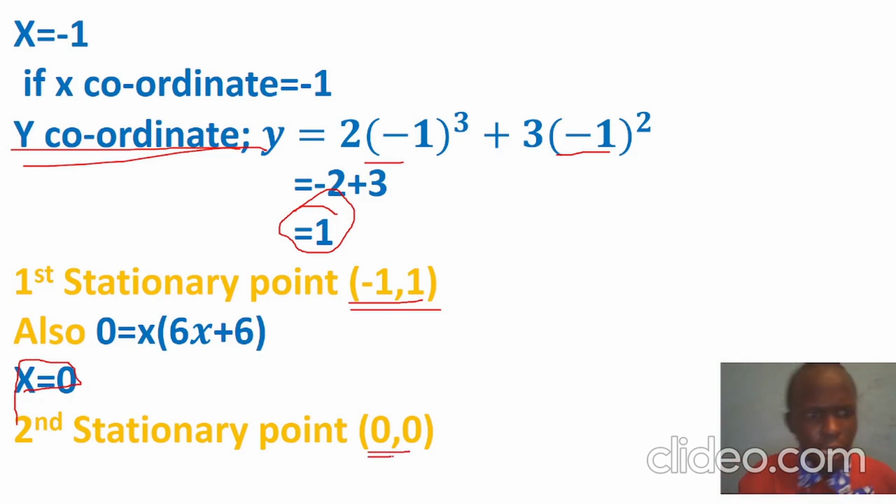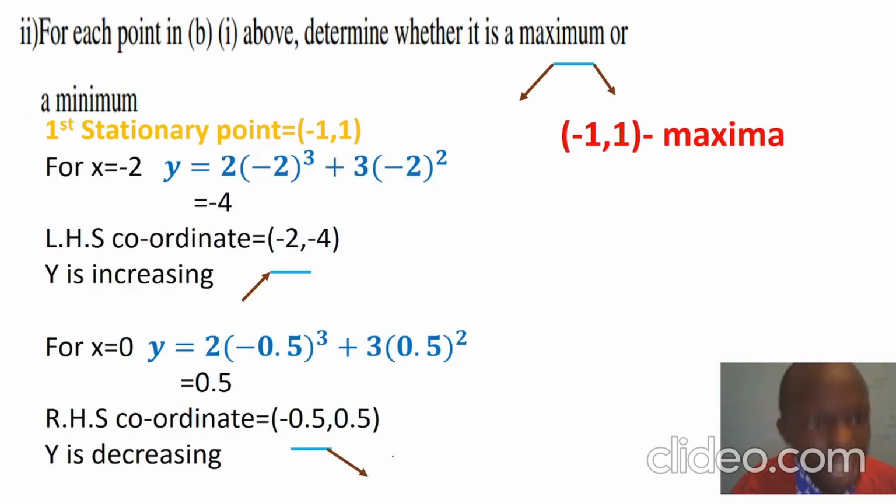And so let us now go to the next part of the problem. What is the problem asking? For each point in B1 above, determine whether it's a maximum or a minimum. Now, we need to note that we have 3 types of stationary points. Number 1, we have a minima. Number 2, we have a maxima. Number 3, we have a point of inflection.